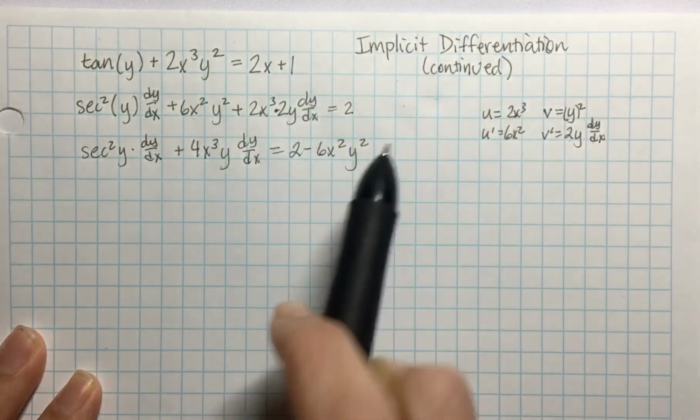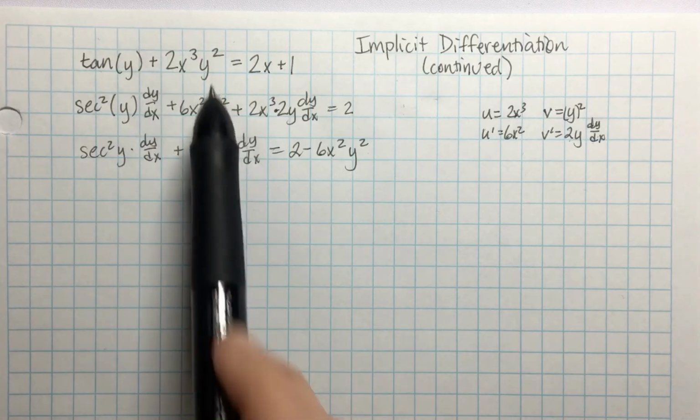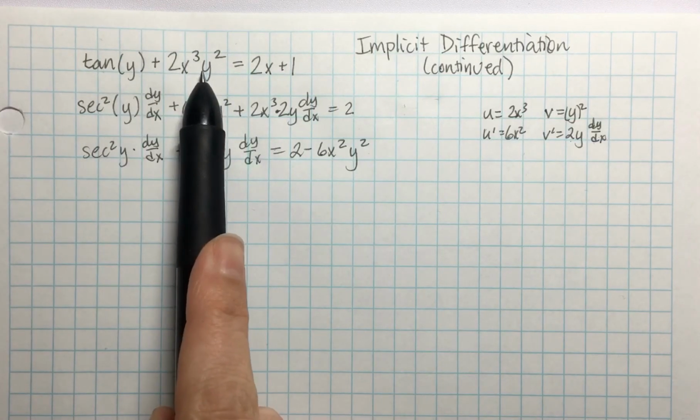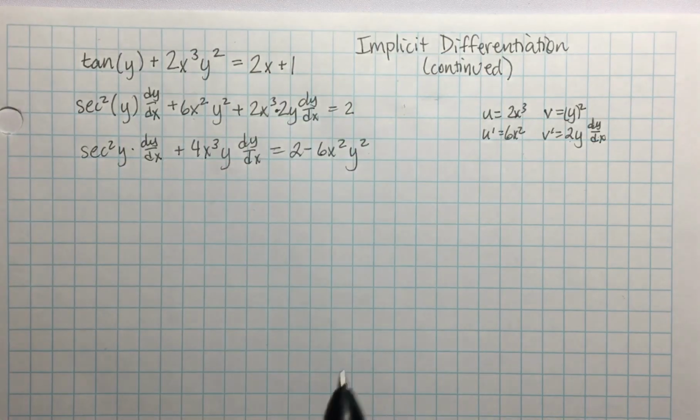And I should have done this before I started solving for dy dx, but just doing some quality assurance here. I have 2 y's in the original equation. Do I have 2 dy dx's in my derivative? 1, 2. Yes, I do. Always check that. It doesn't guarantee you've done things right, but at least it increases the odds.